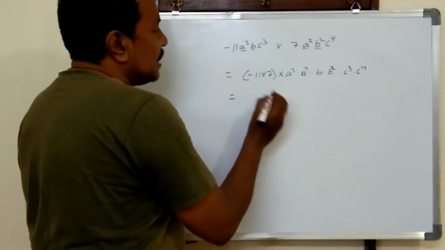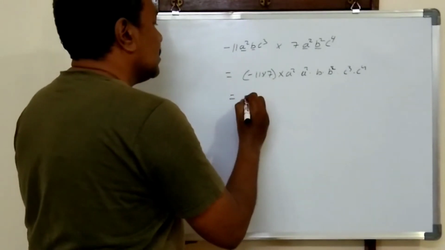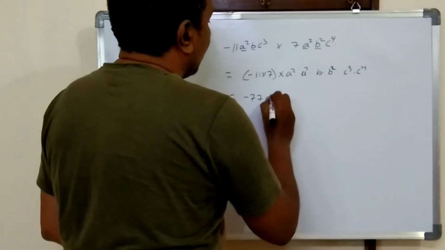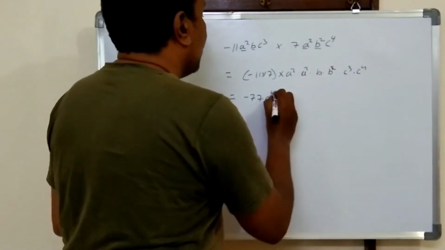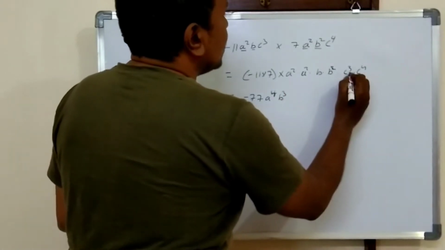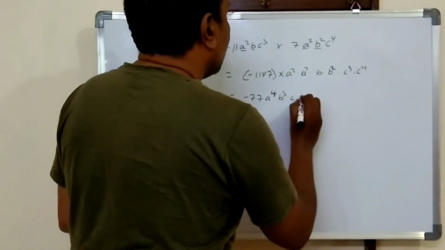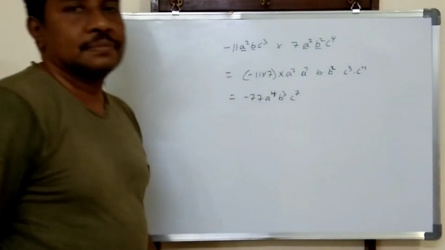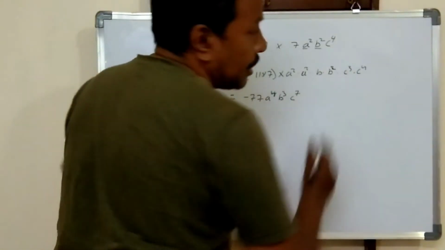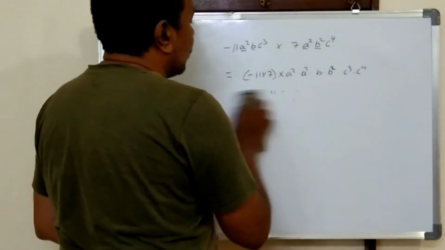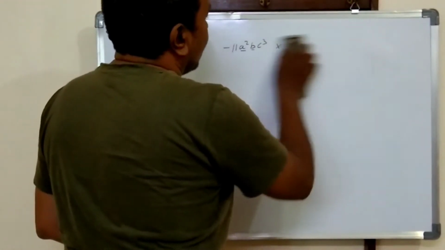So minus into plus is minus, 7 elevens are 77, minus 77. A square into a square, a power 4. b into b square, b cube. c cube into c power 4 becomes c power 3 plus 4, that is c power 7. This is in the form of a power m into a power n equals a power m plus n. Like that you have to multiply a monomial with a monomial.